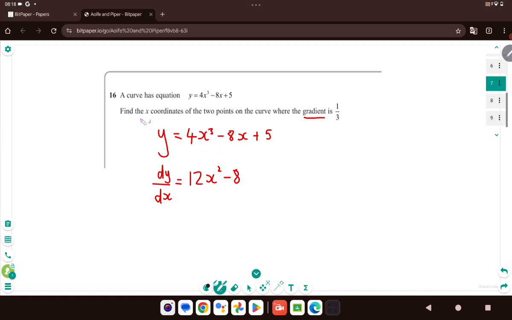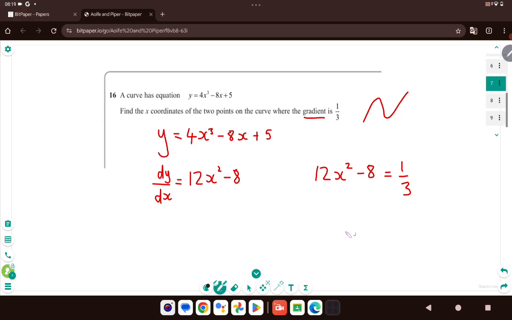It says find the x coordinates of the 2 points on the curve where the gradient is a third. Because it's a cubic curve, there are going to be more than 1 point where the gradient is a third. Let's just bear that in mind. So we're going to put the gradient function equal to a third, because we know the gradient is 1/3. Let's now solve this equation to find x.